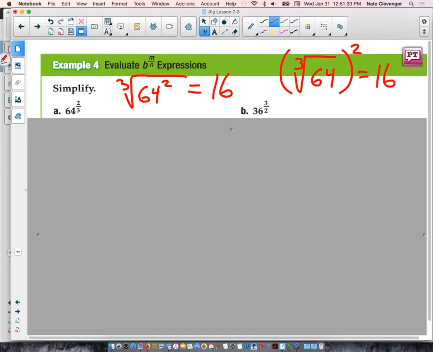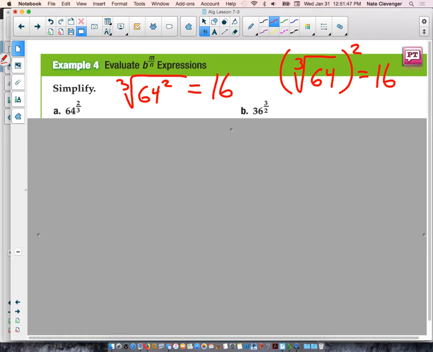You're making your number smaller by taking the square root or cube root, whatever root of it, and then taking it to a power. Are calculators allowed on the state assessment for this stuff? Yes. On your test, you can use the calculators.